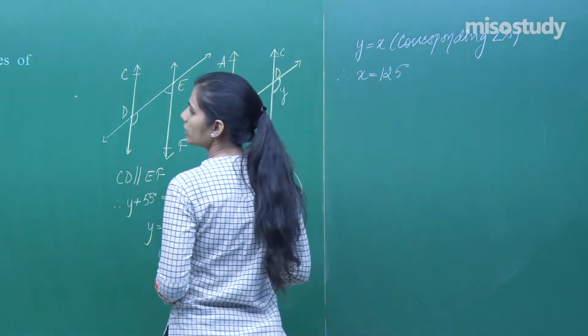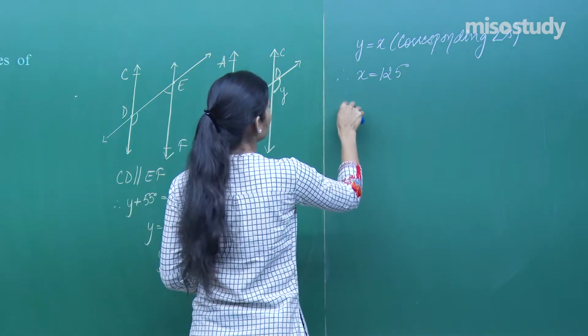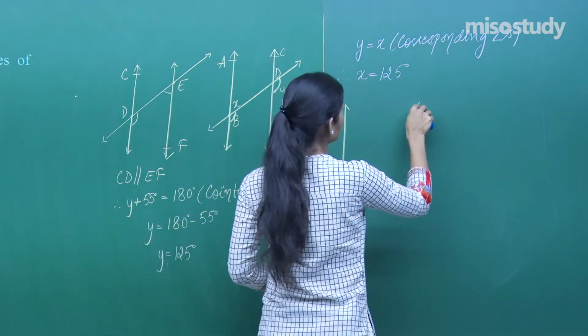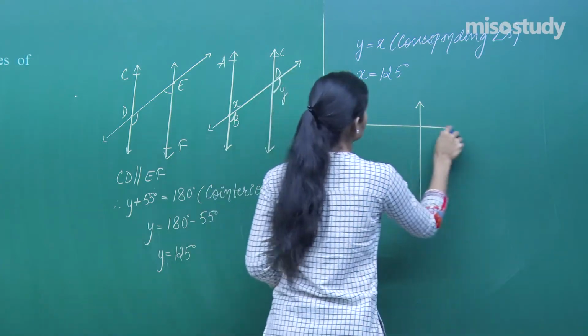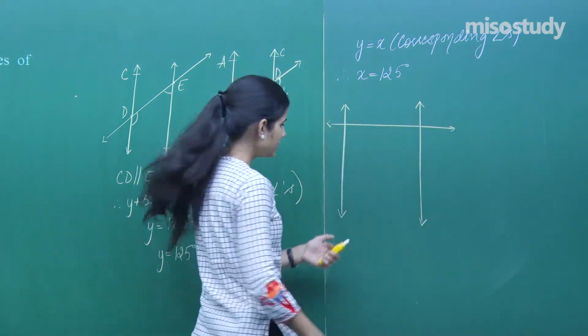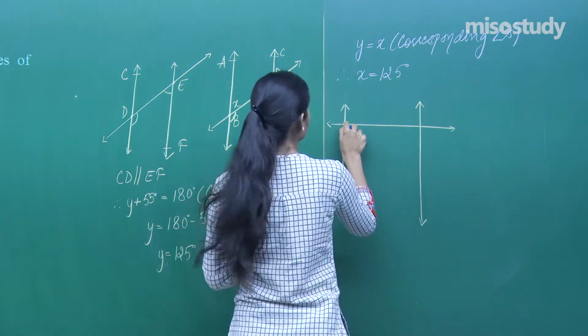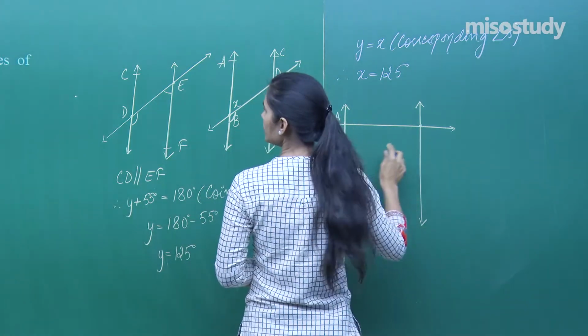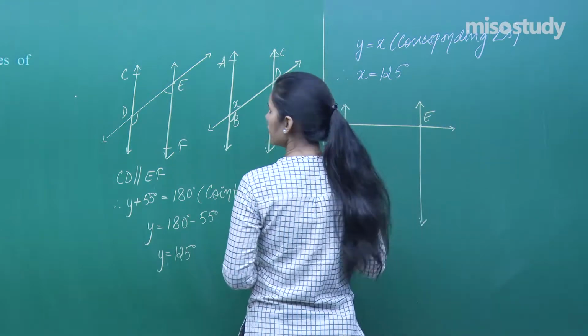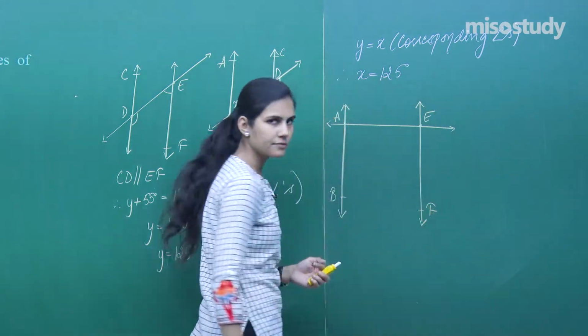Now let's focus upon another situation. I have this line, I have this line, and I have this transversal. These two lines are parallel. This point is A, somewhere here is B, this point is E, somewhere here is F.